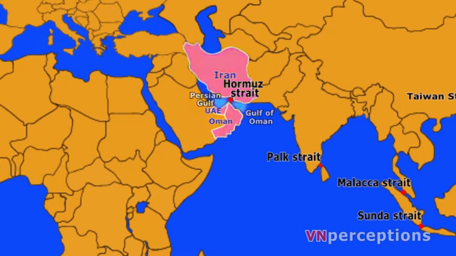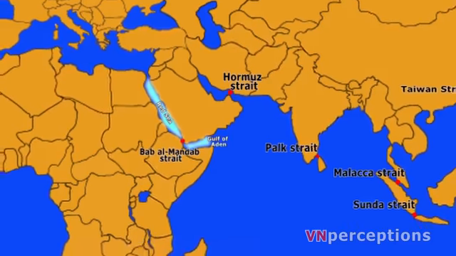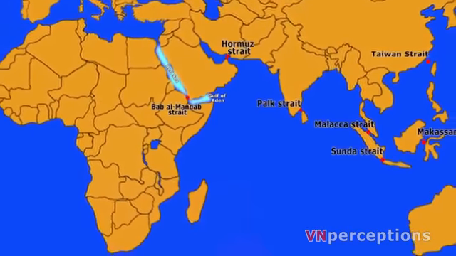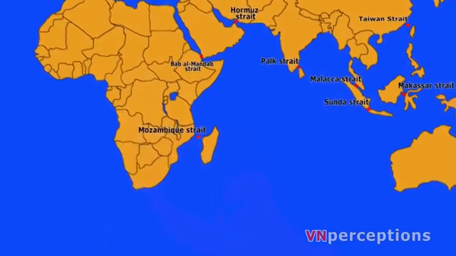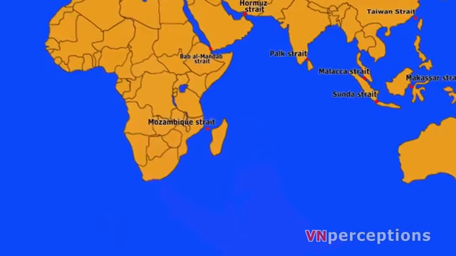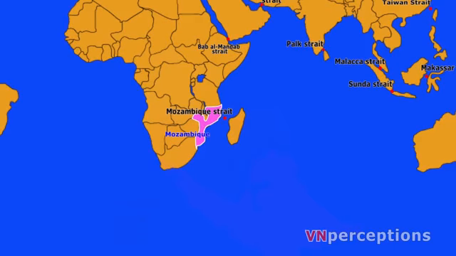Next one, the Strait of Bab el Mandeb, connects Red Sea with Gulf of Aden. It separates Asia from Africa. Next one is the Mozambique Strait. Mozambique Strait lies in the Indian Ocean. It separates Mozambique, which is the mainland Africa, and Madagascar.